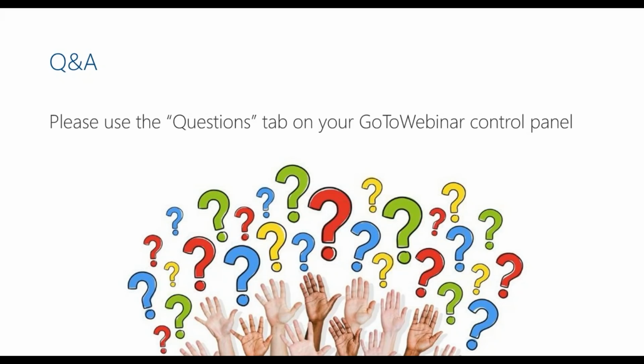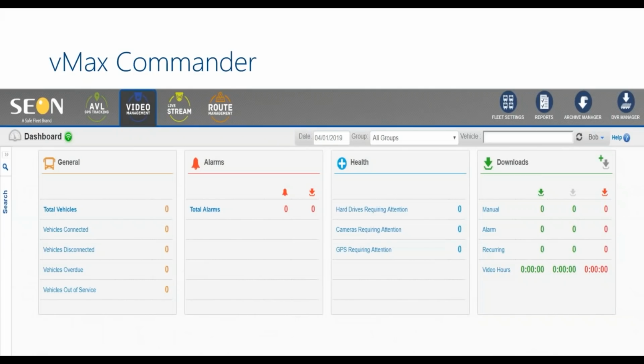You're going to get notification from somebody that there was an incident on the bus, so you know the bus number that was on. You can go into Commander and schedule the manual video download based on the time and date of the event. And actually, there's another piece to that. So the time and date.